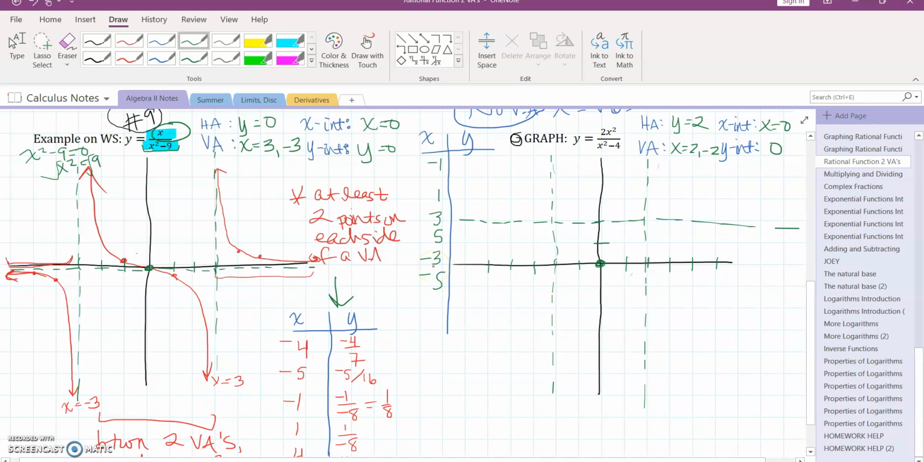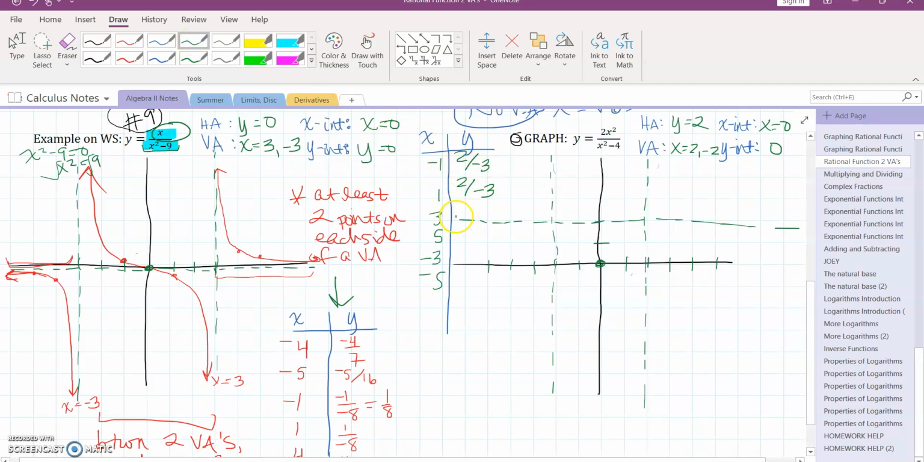So if I go ahead and plug in -1, that would be -1 squared is 1 times 2 is 2 over 1 minus 4 is -3. So -2/3. If I plug 1 in, I'm going to get the same thing because I'm squaring. So I'm also going to get 2 over -3. So whether I have a positive or a negative input, the output's the same.